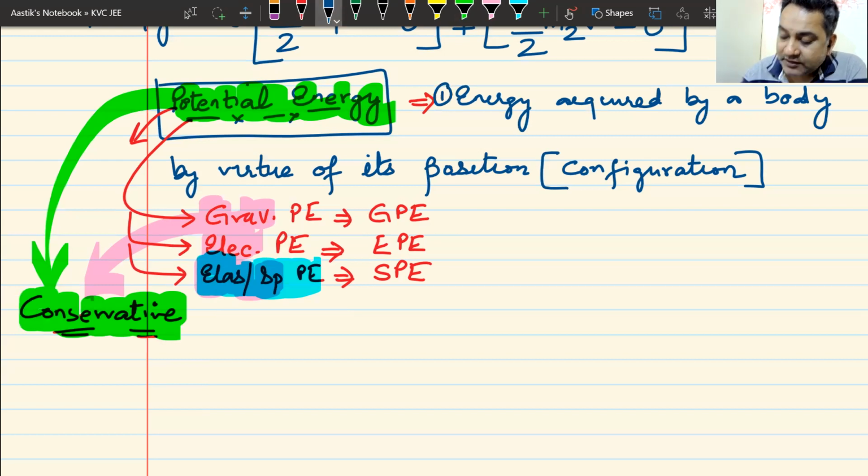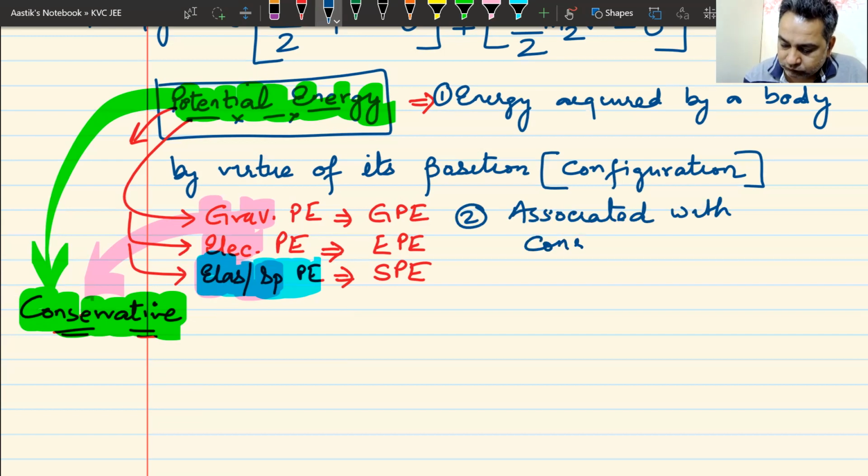So that is the second thing that you must remember. Number one, energy acquired by body by virtue of its position. Number two, it is always associated with conservative forces.